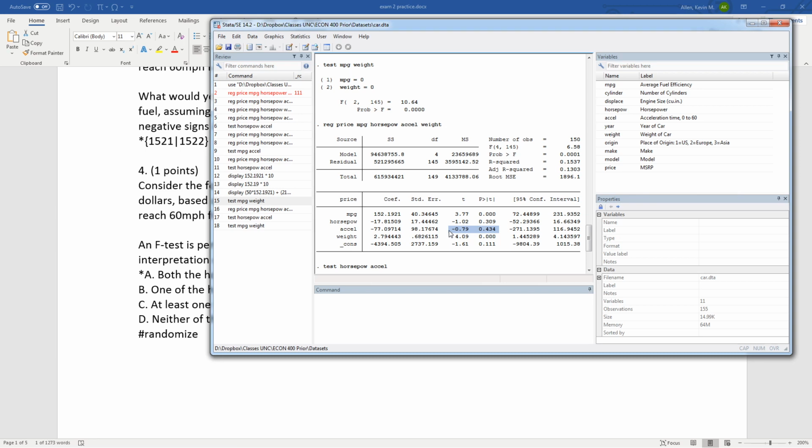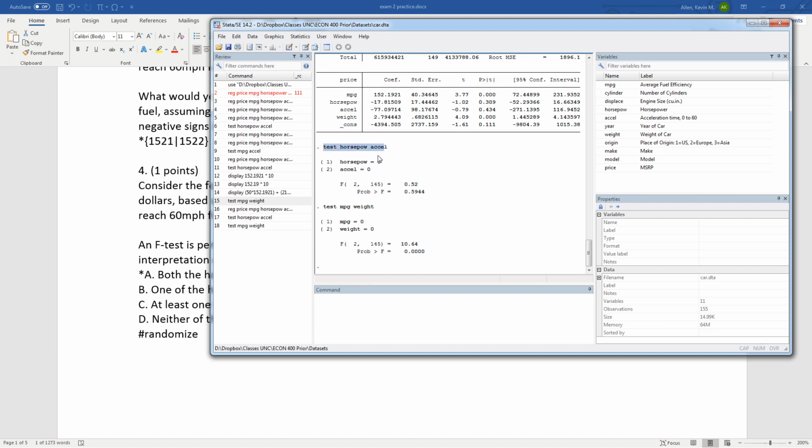But before you drop them, it's a good idea to do a test, this being an F-test of the variables that you think you're going to drop, and see if they are jointly significant. That is, can you say that both of these coefficients are 0 at the same time? And if you can say that, then you can drop them safely. So the null hypothesis in the F-test is that all the coefficients being tested are equal to 0. The alternative is at least one of the coefficients is not equal to 0.